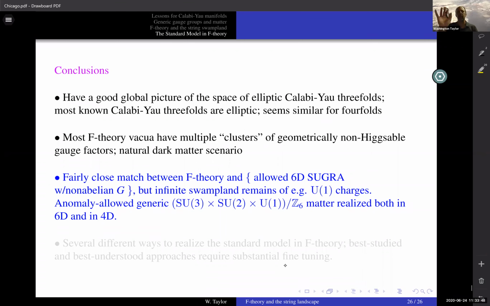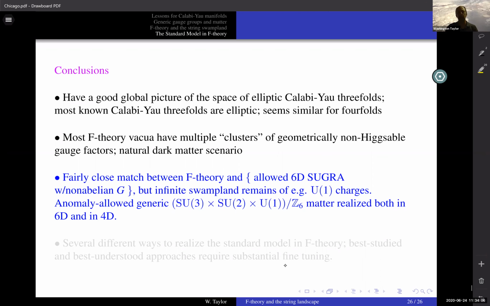Again, I think it's nice that the anomaly-allowed generic SU3 cross SU2 cross U1 mod Z6 matter is realized both in 6D and 4D, so that there's not a big swampland there. We can get all the things that look consistent from anomalies. The question is just to understand the structure of those theories better.